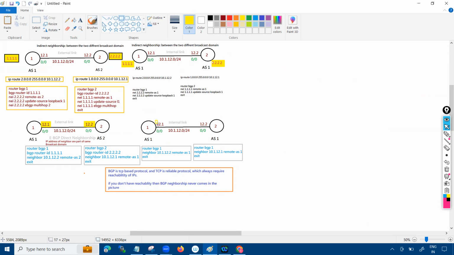Guys, does anyone have a question about internal or external eBGP, and direct and indirect neighborship in BGP? Is it all clear? Does anyone have doubts about the command line anyway? Are all the commands clear?